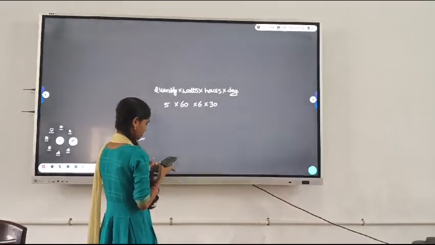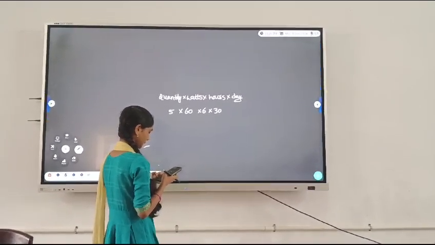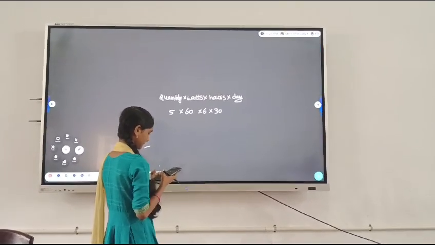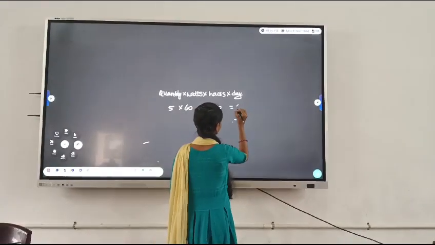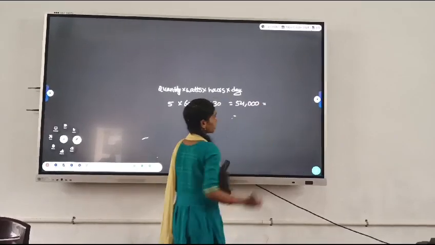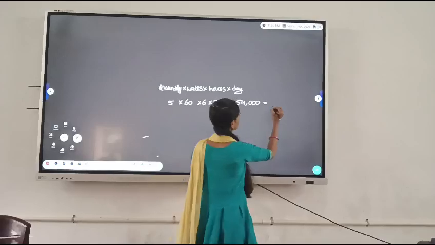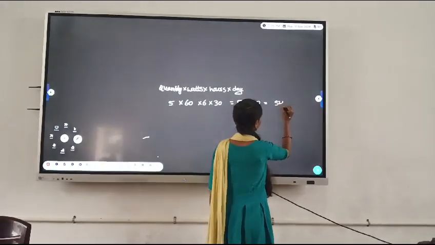5 into 60 into 6 into 30. That gives 54,000 watt hours. So we have to convert this into kilowatt hour. So 54 kilowatt hour.